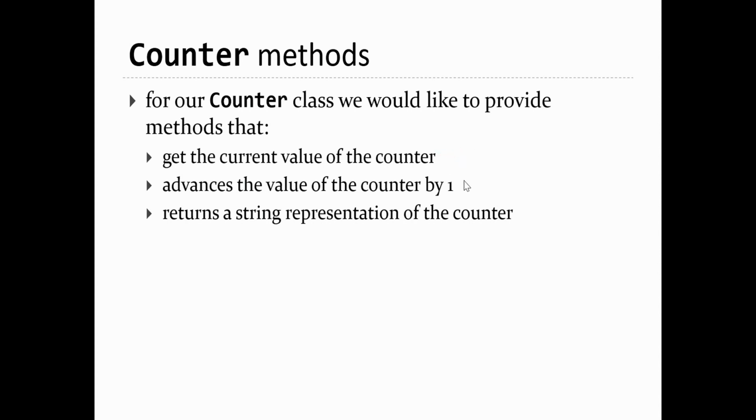The counter is supposed to count up in increments of 1, so it makes sense if we have a method that counts up by 1. So we want a method that advances the counter by 1. And of course, as we've seen, it would be nice if there was a toString method for the counter class as well. Now these methods are all straightforward.